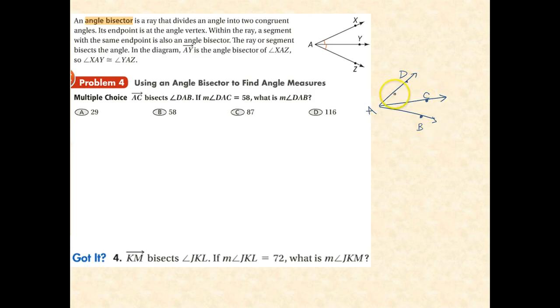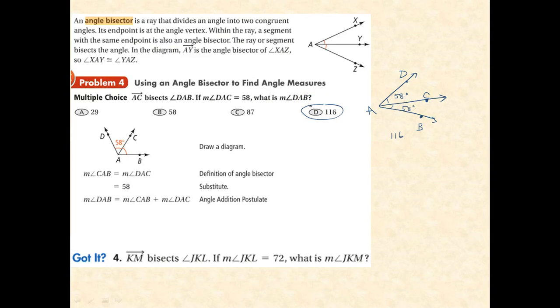DAC is 58 degrees. What is the measure of angle DAB? Well, these are congruent. It's bisected, so this is also 58 degrees. Then I add those together, and I get 116 degrees. If you like it typed, boom, boom, boom, boom, and boom.